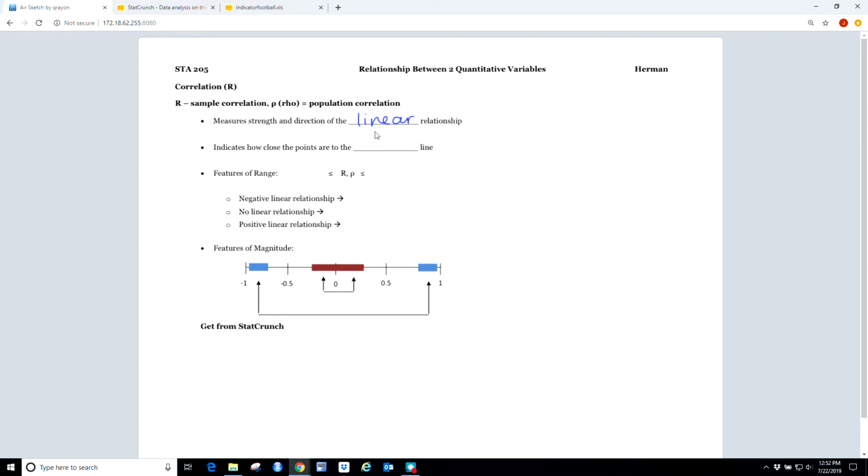Remember that we talked about we're only going to focus on straight line relationships in our course, but there are other types of relationships. So correlation is only something we should look at for a linear relationship. And then it gives us two different things. It gives the strength as well as the direction of the relationship. It indicates how close our points are to that predicted line. And when we're talking about that predicted line, we're talking about that y-hat equation. So if I put that line on my data set, how close are those points to that line?